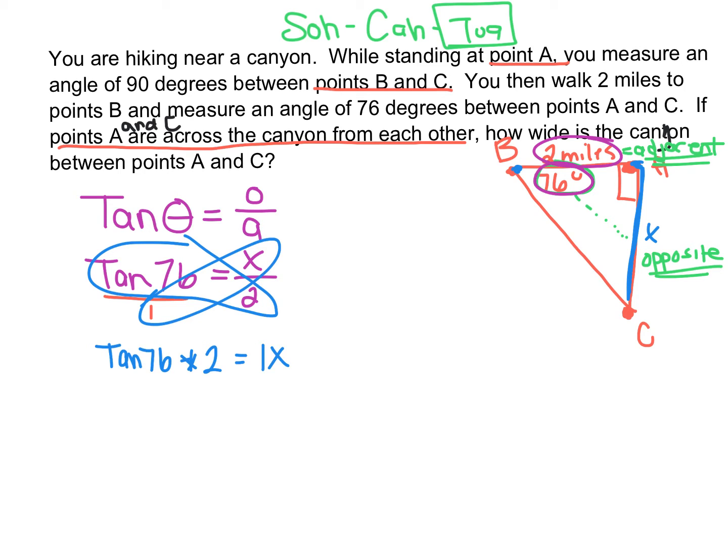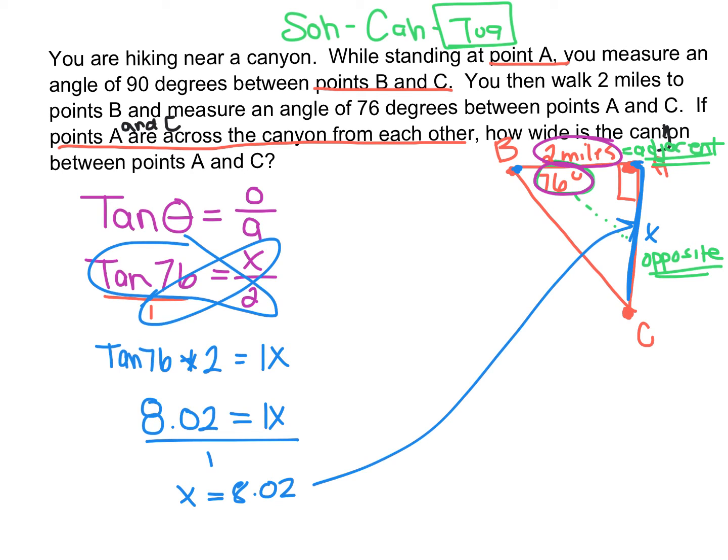So now if I take my calculator and I calculate what tangent of 76 is, I can do tangent of 76 close parenthesis, then times 2. I find that I get 8.02 is equal to 1x. Then you can divide by 1 if you need to, but x is equal to 8.02. So what this is telling me is that in this situation, the distance across the canyon is going to be 8.02 miles.